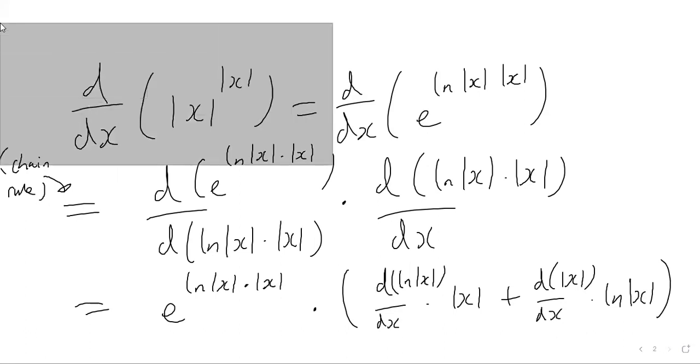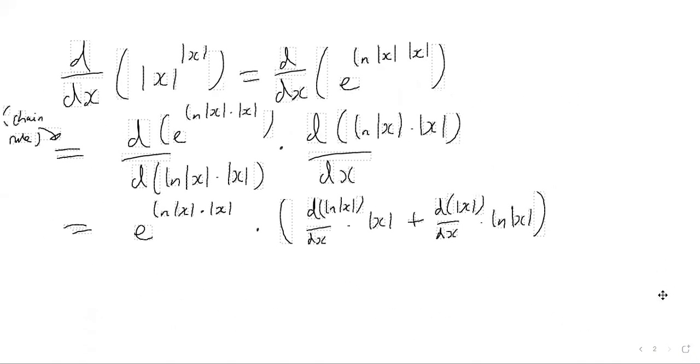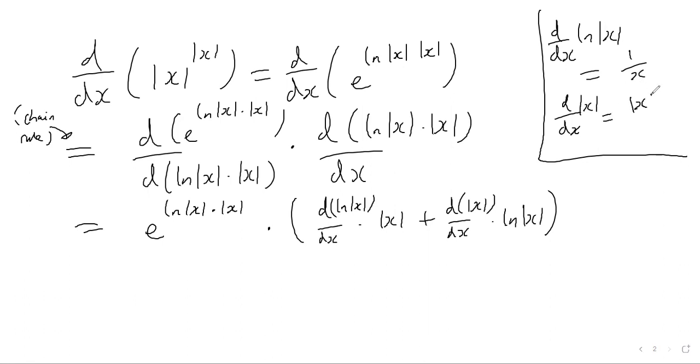Okay, great. So now we need to work out those two derivatives inside the brackets. We know from a previous video that when we differentiate ln of just x without the modulus, we get 1 over x, and when we differentiate ln of modulus x, we get exactly the same result, which is 1 over x. We did this in a previous video. And when we differentiate modulus of x, the result we got was modulus of x divided by x, like so. So we've got those two key results, which we can just plug into the formula.